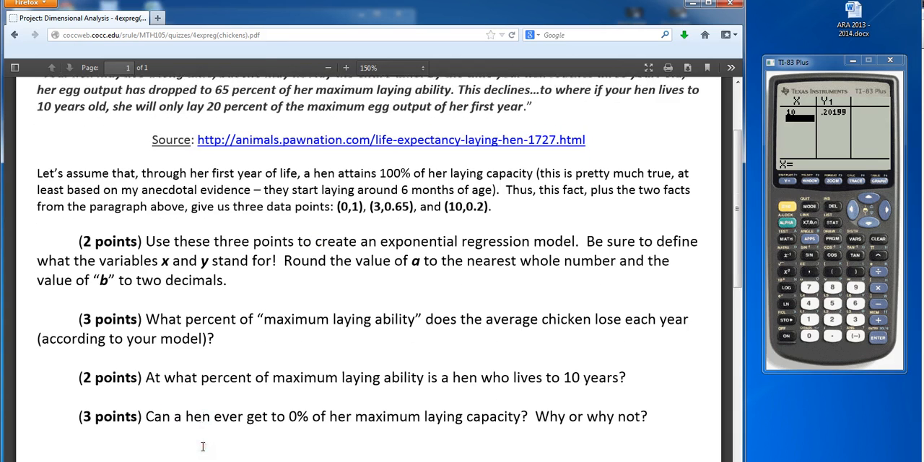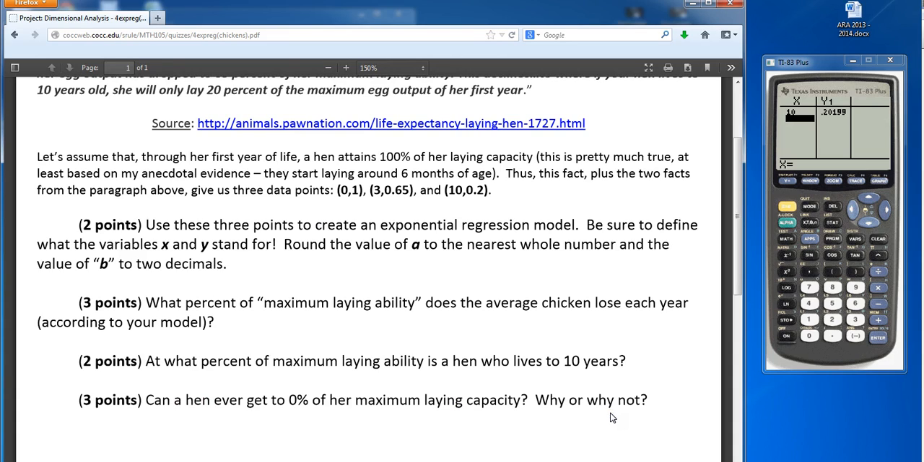Can a hen ever get to 0%? Why or why not? There's a couple different ways you can answer this one. Number 1, the answer is no. You can't ever get to 0 maximum egg laying capacity, because that would imply that taking a percentage of 1 will eventually be 0. Well, from earlier math classes, you know that the only time something times something equals 0 is if one of those somethings is 0. So if the percentage, 85%, isn't 0, and the original egg laying production, which is 100%, isn't 0, well then you can't multiply them together to get 0.